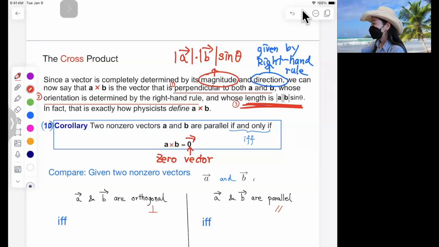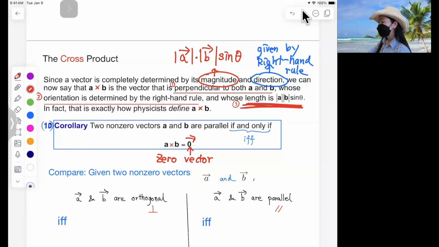Vice versa, if they're non-zero vectors, what happens when the cross product equals zero? Well, the magnitudes are not zero. The only way to make it zero is sine theta equal to zero. So theta has to be either zero or pi. So they are parallel.